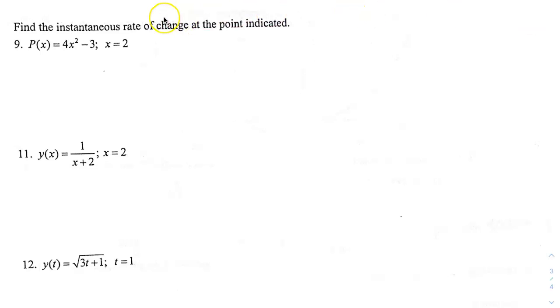So all of these were to find the instantaneous velocity, so we're just going to take a derivative of all of them. So p prime of x is equal to 8x. So p prime of 2 would equal 8 times 2, which is 16.